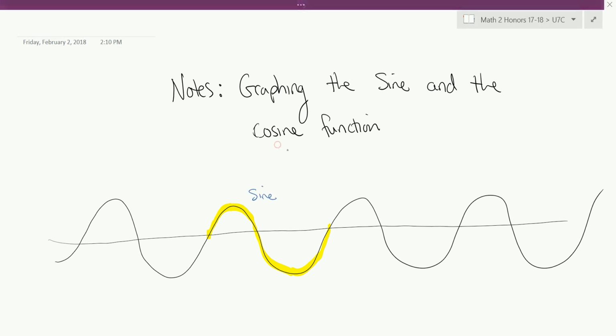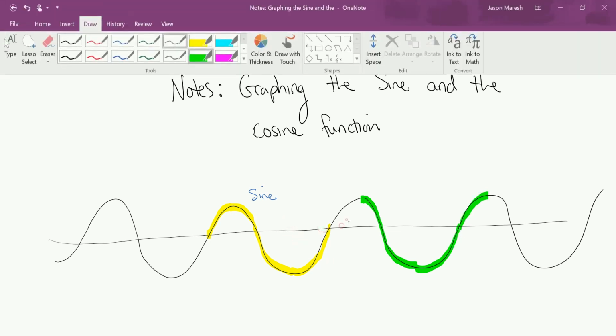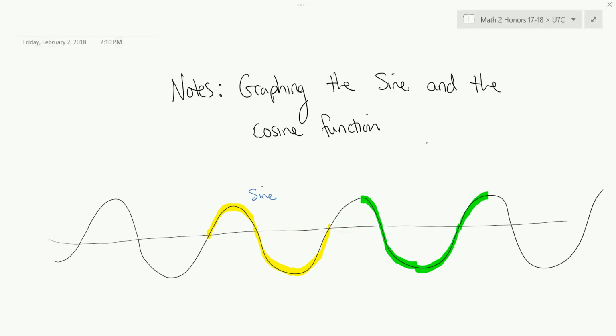On the other hand, when you're looking at the cosine function, it would start at its maximum, go down to the middle, then keep dropping to the min, back up to the middle, and then up to the max. So you want to know these shapes of the sine and the cosine function.